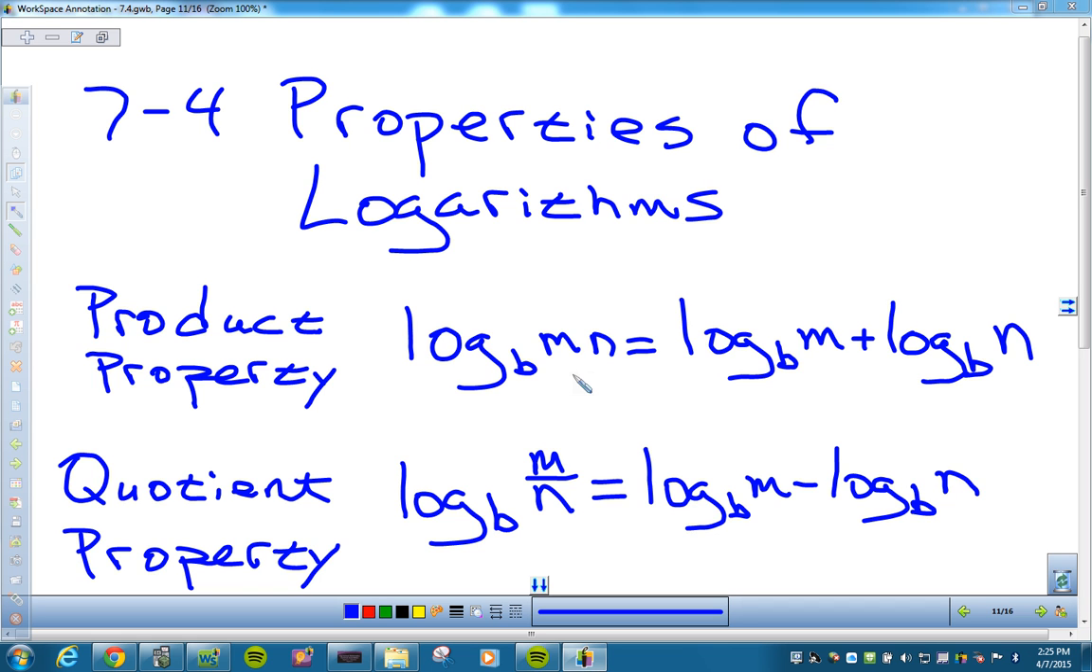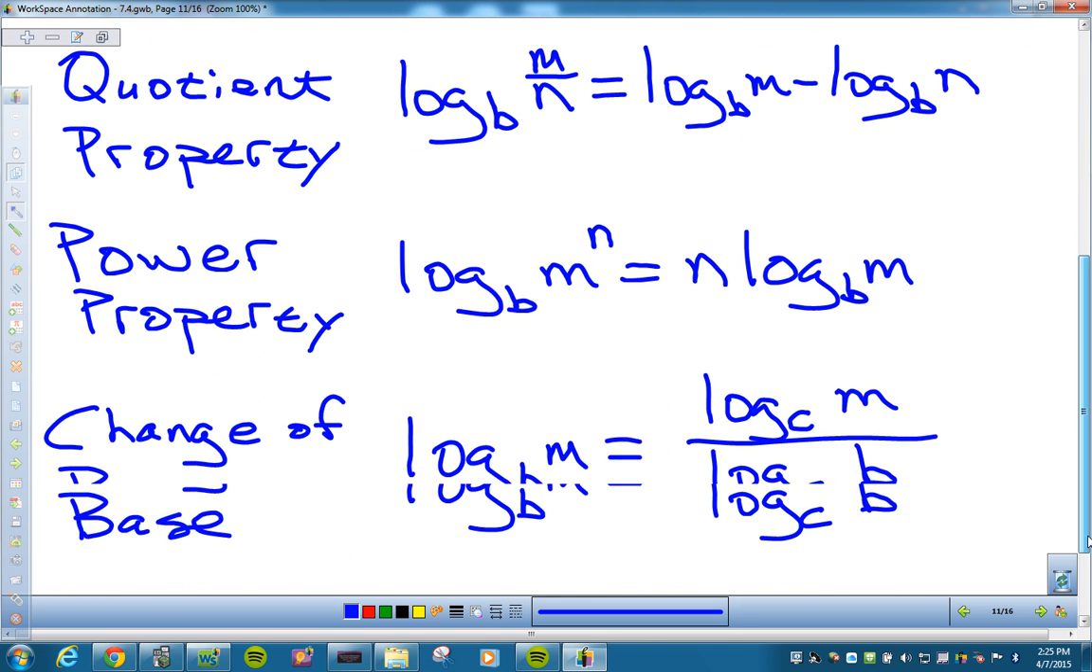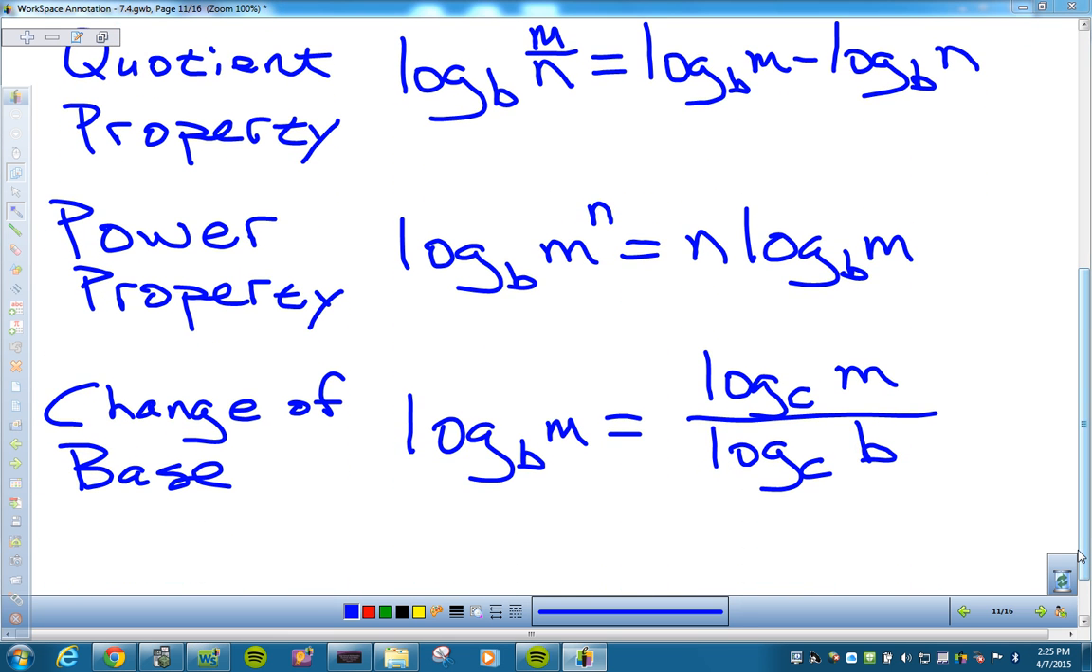So quotient property: B is the subscript, M over N is the fraction on the same level as the log. When it's division, we have subtraction. Alright? And power property: the B is the subscript, the M is on the same level as the log, and then the N just comes down in front of the log. So N log base B of M is how you would read that.